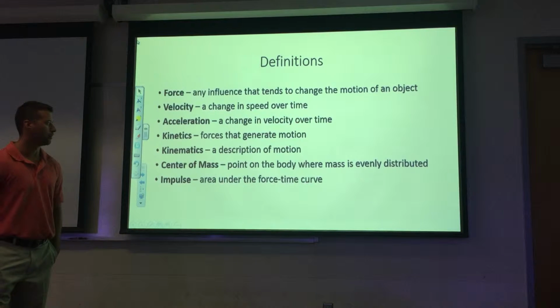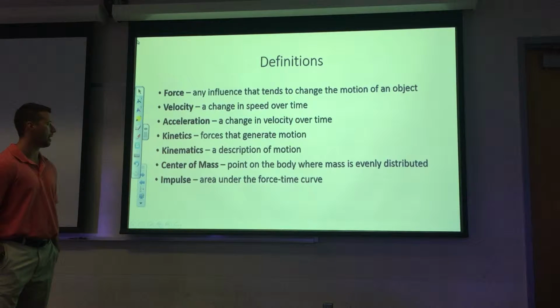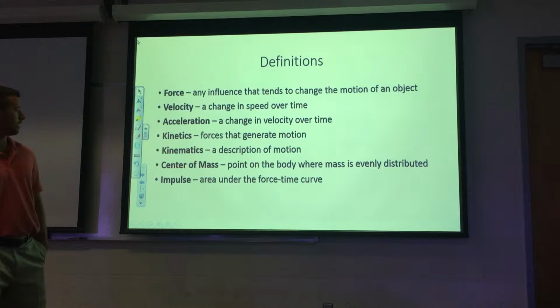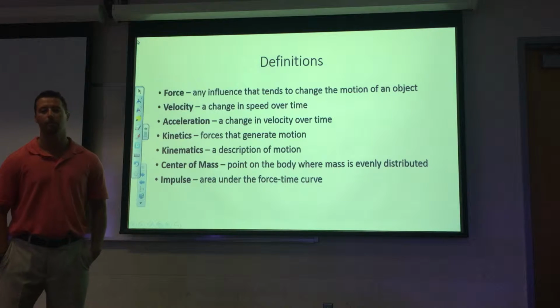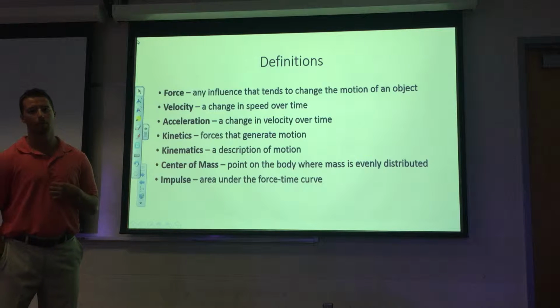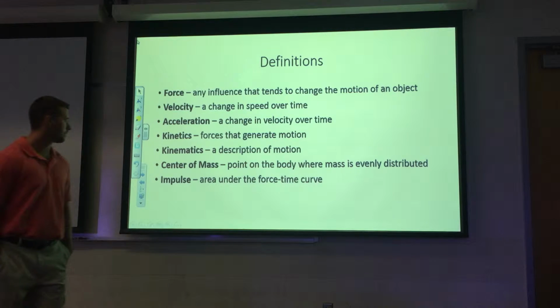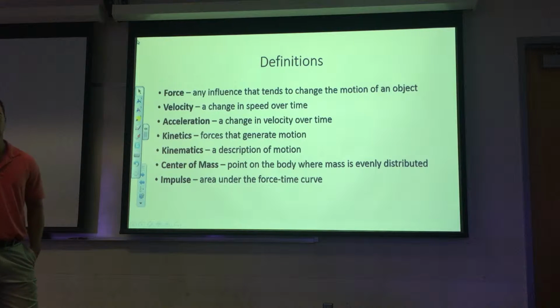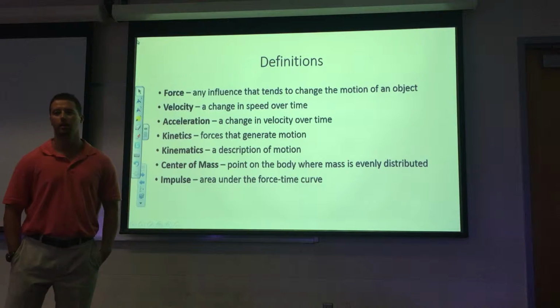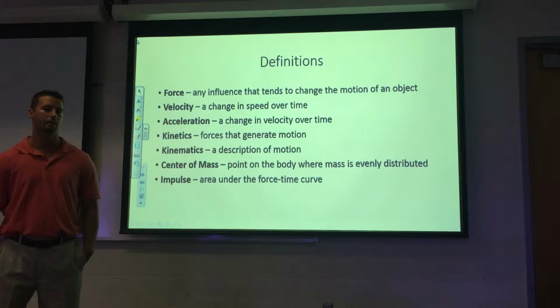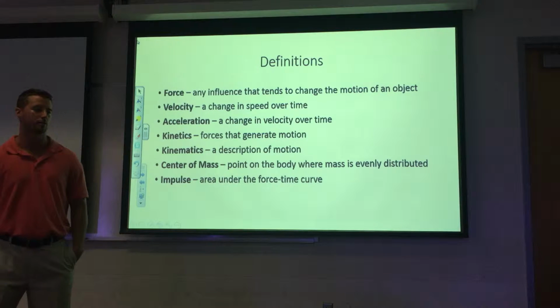Kinetics: forces that generate motion, so we'll talk a lot about kinetics, and kinematics is going to be a description of motion. Center of mass is going to be a singular point on the body where the mass is evenly distributed. And last definition here is impulse, which can be defined as the area under the force-time curve. We're going to talk a lot about impulse, so you'll get a better idea of what impulse is as we go along.